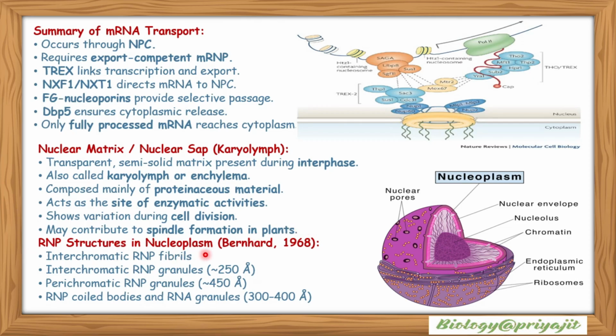RNP structures in the nucleoplasm, Barnhart, 1968: interchromatin RNP fibrils, interchromatin RNP granules, and perichromatin RNP granules. Interchromatin RNP granules are approximately 250 angstrom and perichromatin RNP granules nearly 450 angstrom. The RNP coiled bodies and RNA granules are 300 to 400 angstrom.